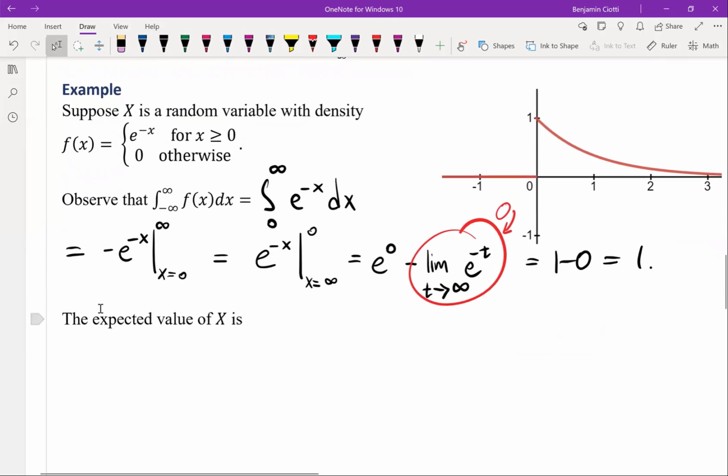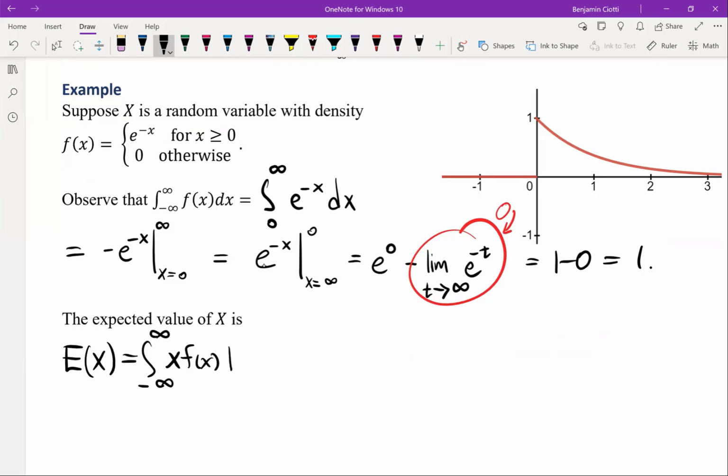How about the expected value of x? So the expected value, or the expectation of x, aka the mean, is the integral from negative infinity to infinity of x times f of x dx. Since the function is 0 when x is negative, I can just chop that part of the integral off, and all I'm left with is the integral from 0 to infinity of x, and in that region, f is e to the negative x.